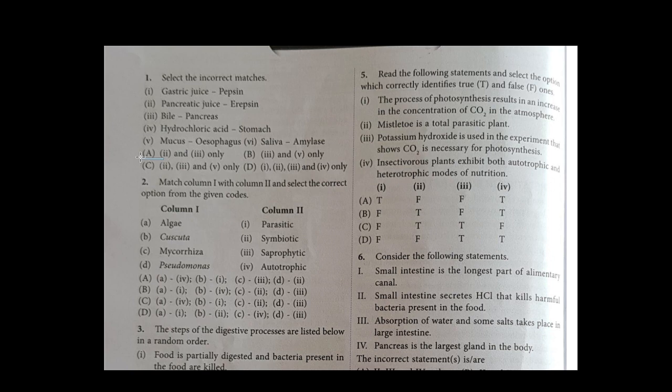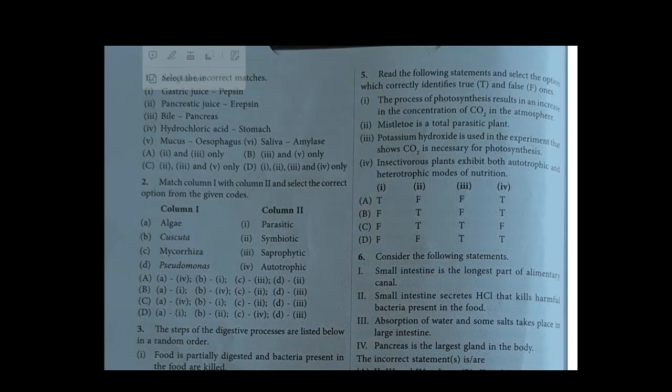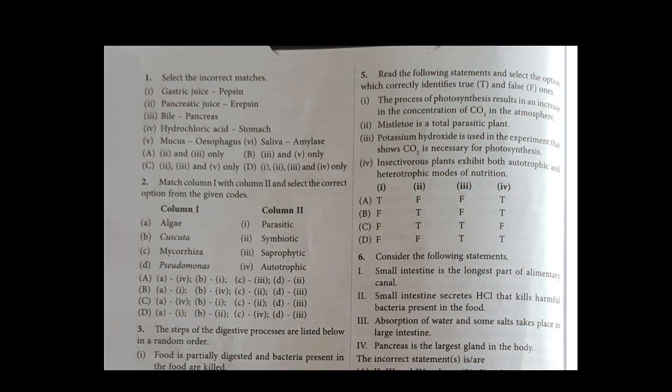The correct option is option C. Why? Because erepsin is an enzyme found in the intestinal juice, and bile is secreted from the liver, and some cells of the lining of the stomach release mucus to protect the lining of the stomach from the action of HCl.